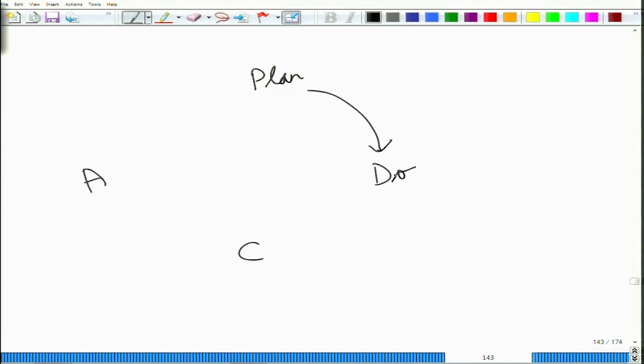So once you have made this plan, what are the things that you are going to do? Next you do those acts. So from plan we move to the doing stage. So in doing, you actually implement those plans. So doing is the stage of implementation.